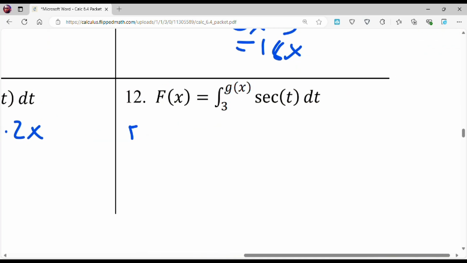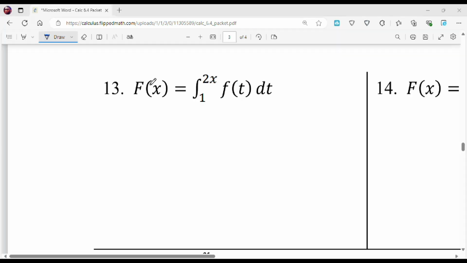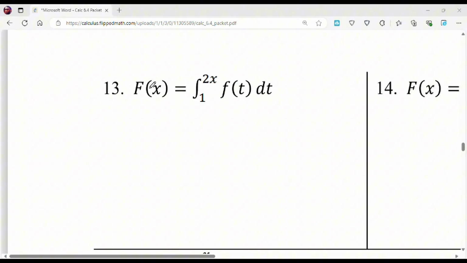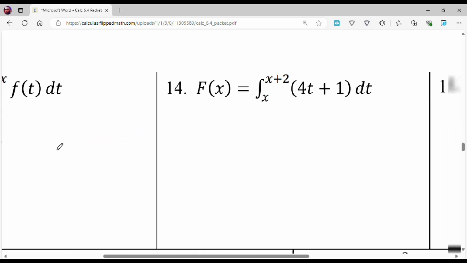Here we have f prime of x, and g of x is still a function. So we plug in g of x into t, then chain rule, which is the derivative of g. Okay, derivative of f is f prime. Derivative and integral cancel out, so f of 2x times chain rule times 2.